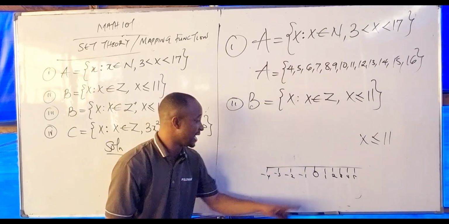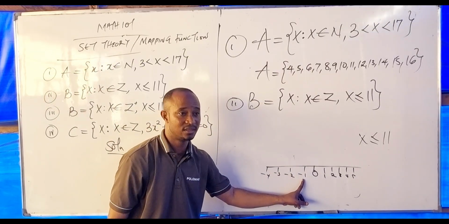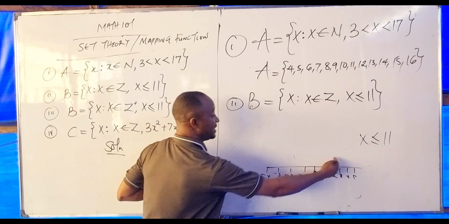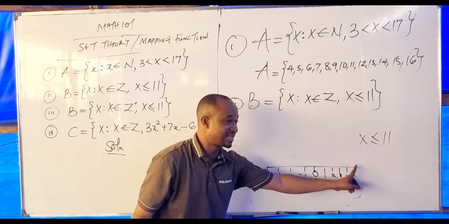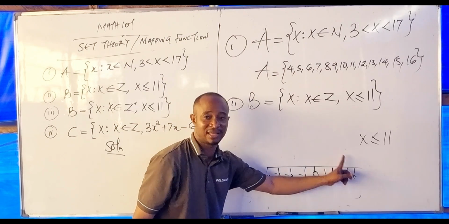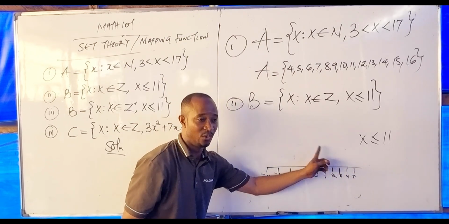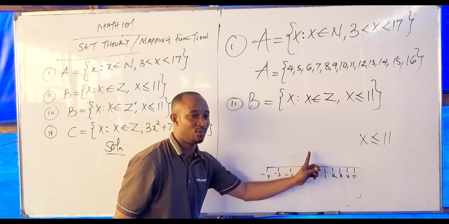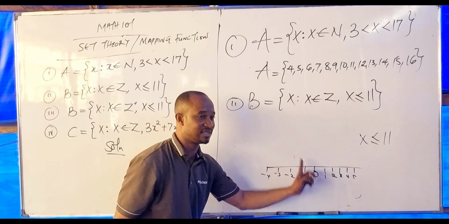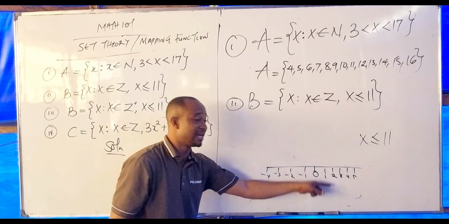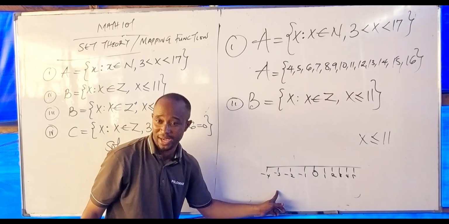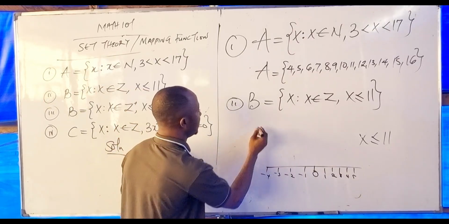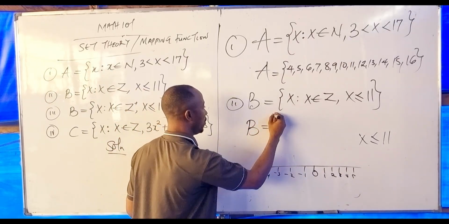Are you aware that 0 is greater than minus 1? Your number tends to decrease this way and increase in this pattern. 5 is greater than 4. 4 is greater than 3. 3 is greater than 2. 2 is greater than 1. 1 is greater than 0. That same 0 is greater than minus 1. Minus 1 is greater than minus 2. Are you aware? Good.